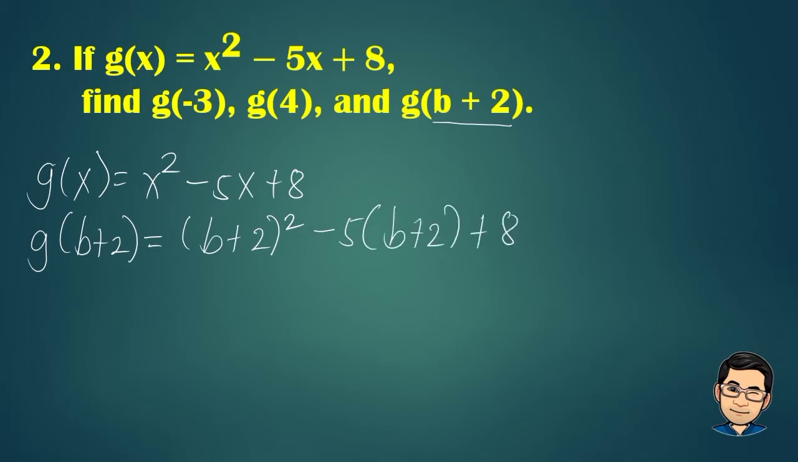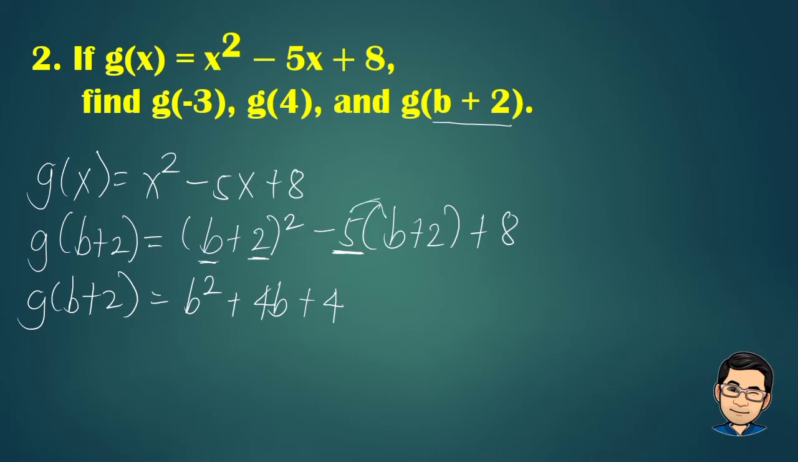Okay, next. Applying square of binomial, the square of b, that is b squared, and then twice the product of the first and the second term, b times 2, 2b, times 2, 4b. Then, square the last term. 2 squared, that is 4. Next, negative 5, i-distribute natin siya dun sa mga terms na nasa loob ng parenthesis. Okay, negative 5 times b, that is negative 5b.